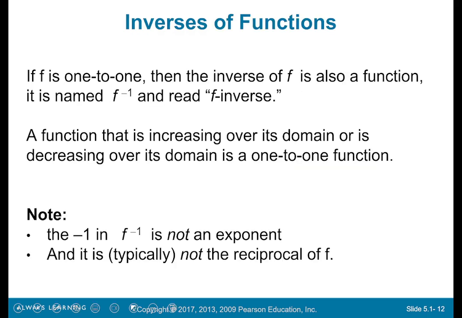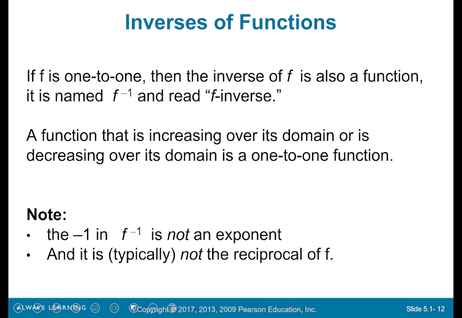Okay, so let's suppose our function f is one-to-one. Then the inverse of f also is a function. We write it f to the -1, and we read it f inverse. Now, this -1 is not an exponent, it's just a notation. It just means that this is the inverse function. So any function that is always increasing or always decreasing over its domain is a one-to-one function. That's one way to look at it.